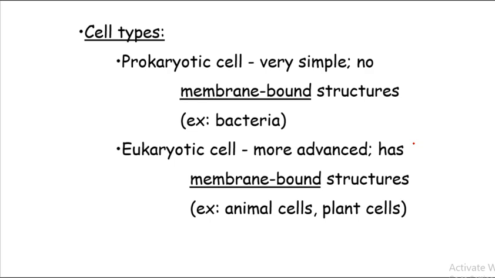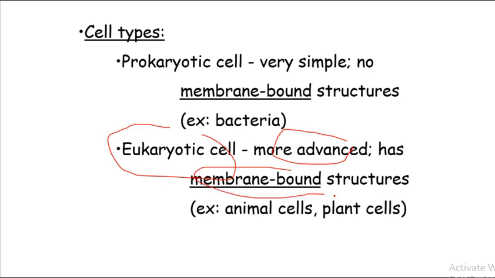Then we have two cell types. We have the prokaryotic cell, which is very simple, and its structures are not membrane bound. A common example is bacteria under kingdom Monera. While the eukaryotic cells are more advanced and have membrane bound structures. For example, the nucleus has a nuclear membrane in the animal cells and the plant cells.